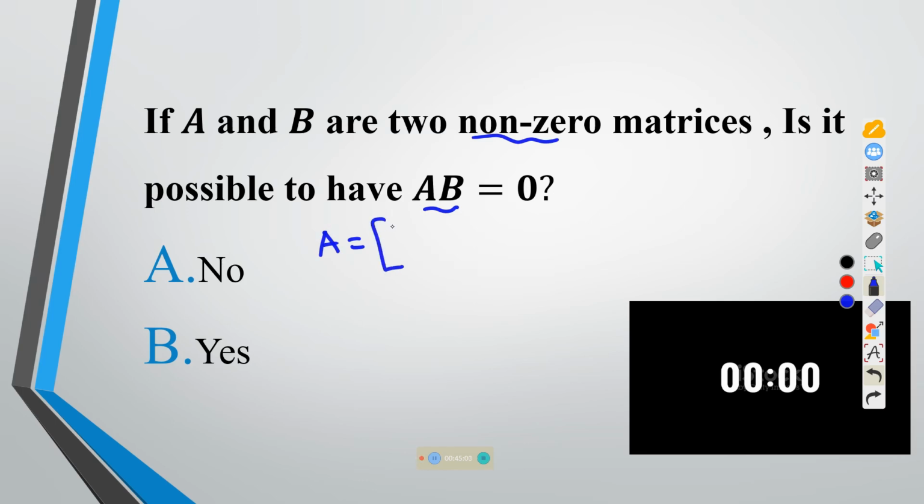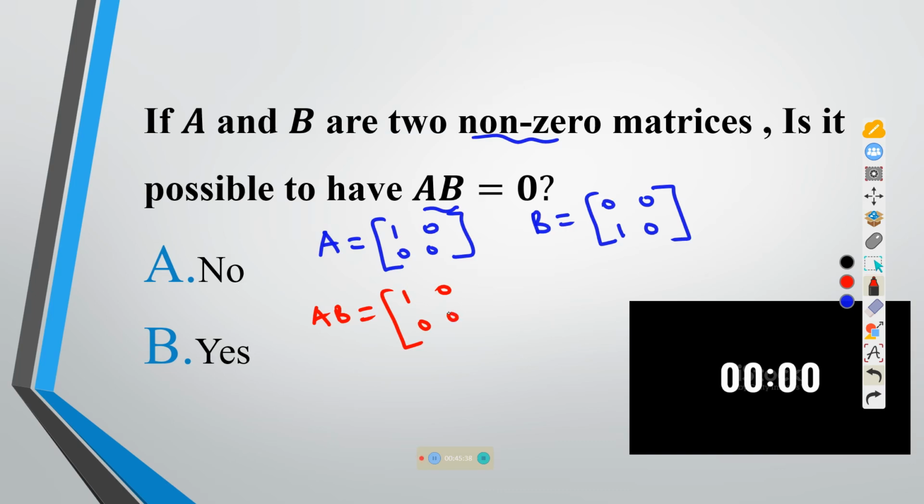If you have, for example, matrix A as 1, 0, 0, 0, this is a non-zero matrix because not all the entries are equal to 0. You have another matrix B, which is, for example, 0, 0, then 1, 0. We can have 1, 0 here. If you have such matrices, let us see if you multiply the two matrices, are you able to get a 0 matrix AB? So AB is 1, 0, 0, 0, then B is 0, 0, then 1, 0. So let us try to multiply this row by column.